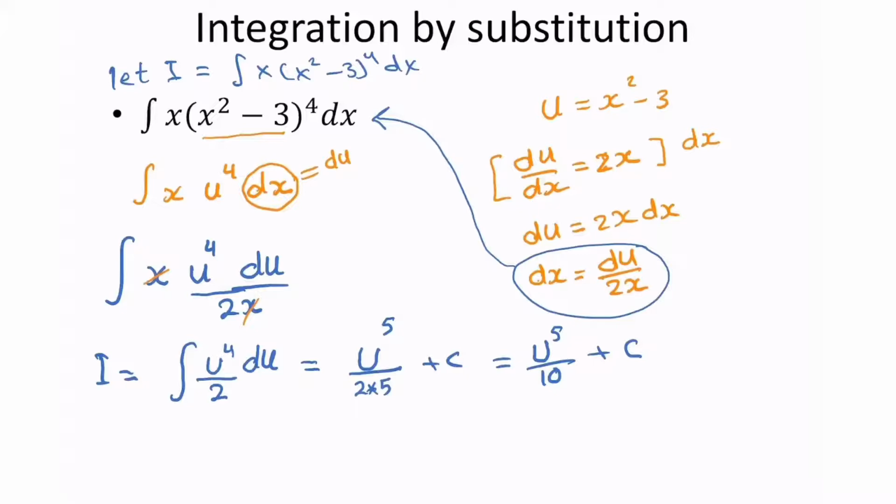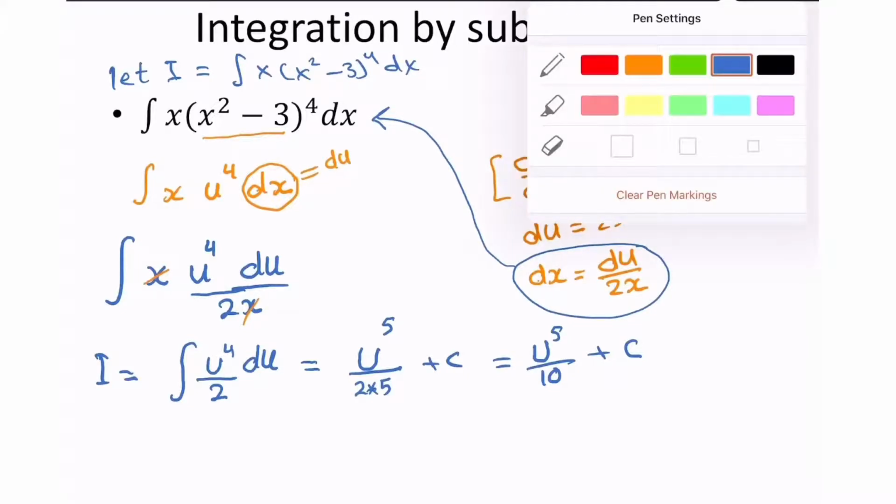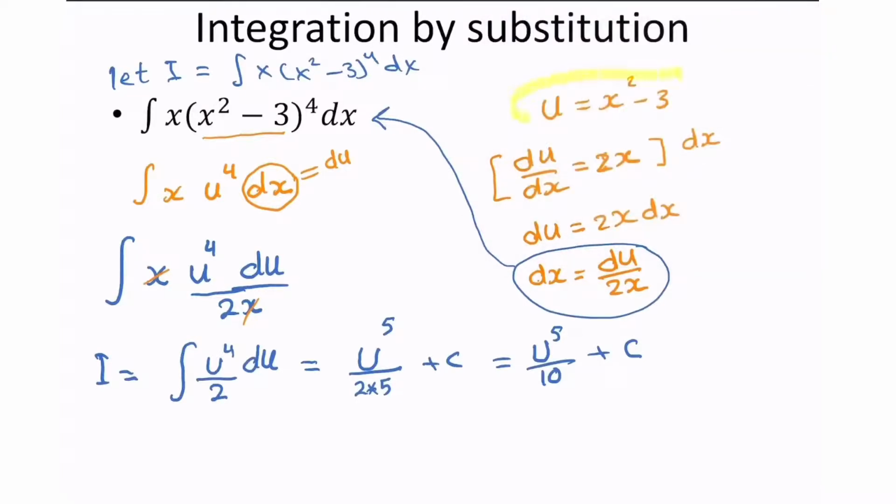Now the last step you should do is go back and substitute u by the value we assumed, the x terms. So now I equals, instead of u to the power 5, I will write x squared minus 3 to the power 5, divided by 10, plus c, and that's it.